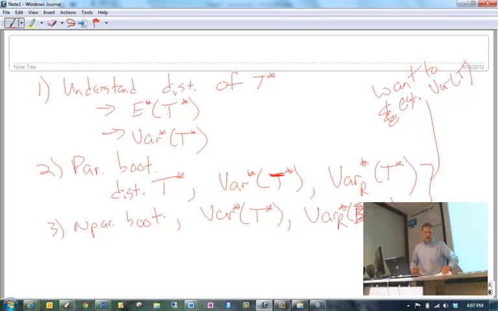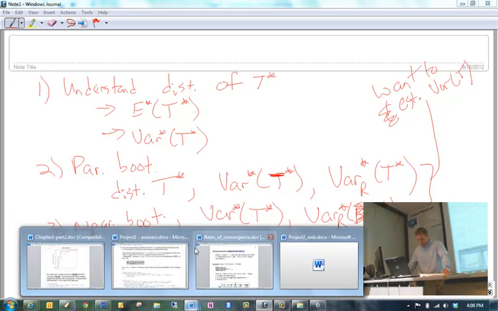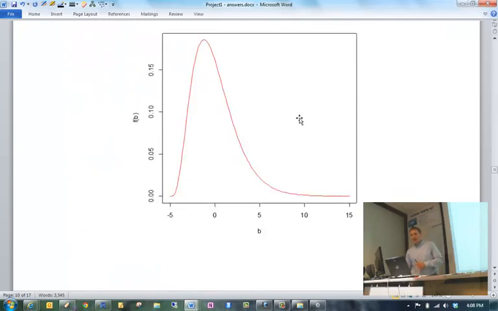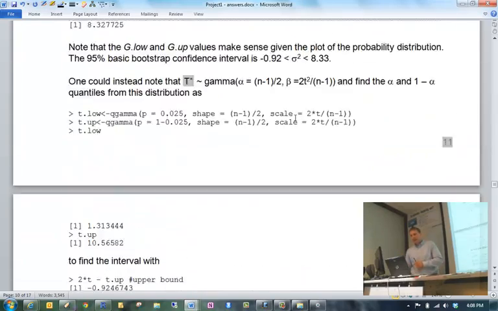And there's one other thing I wanted to highlight with this project. If we turn to problem number 2, part H. So in this case, I wanted you to actually derive the basic bootstrap confidence interval for sigma squared using parametric bootstrap. There are 2 ways to do it. I did it the harder way first. And then the second way is the way that everyone else did it, which is totally fine with me.